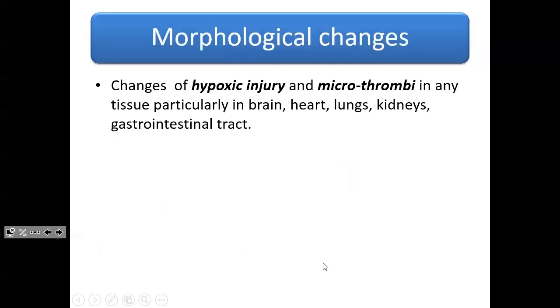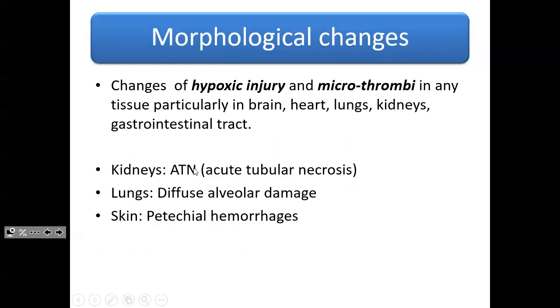Morphological changes include changes of hypoxic injury and microthrombi in all of these. So in kidneys, we can have acute tubular necrosis. In lungs, diffuse alveolar damage. And in skin, petechial hemorrhages. I showed you some pictures of petechial hemorrhages. They can happen secondary to sepsis, and they are going to happen in sepsis secondary to DIC.